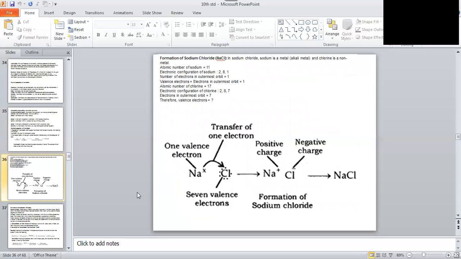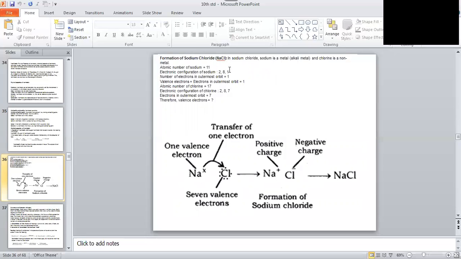Now we will study formation of some molecules. Here, the example of sodium chloride is taken. Sodium chloride, we know, is common salt, also called table salt. In this sodium chloride, sodium is a metal, an alkali metal, and chlorine is a non-metal. The atomic number of sodium is 11.